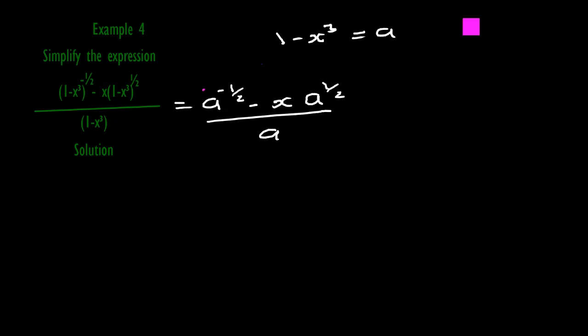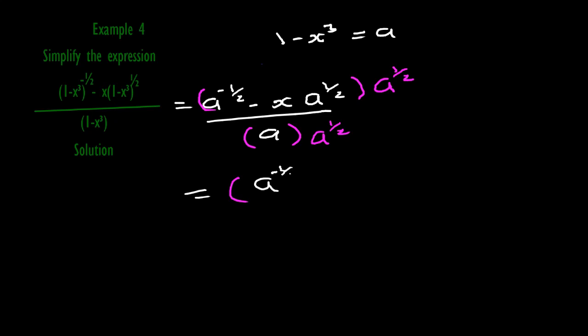After letting 1 minus x cubed be a, you bracket the numerator to make one term, and the denominator to make one term. So multiply both the numerator and the denominator by a raised to power half to simplify it further using the laws of indices. In the numerator we have a raised to negative a half, so if we multiply by a raised to power half, we'll simplify it further. We have to do that in the denominator to balance the expression. Multiplying with the same factor in both numerator and denominator is like multiplying by 1.